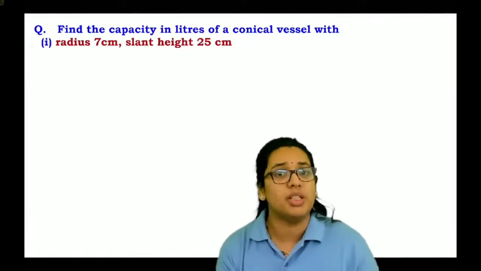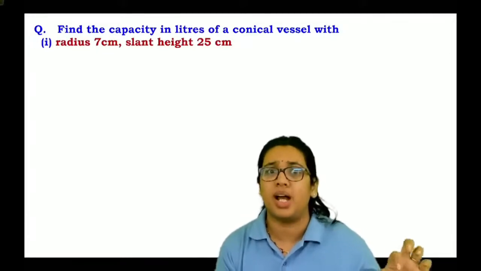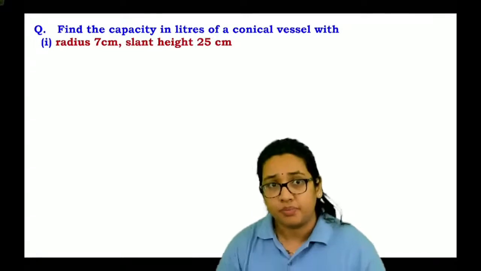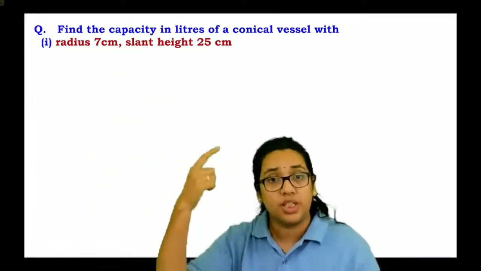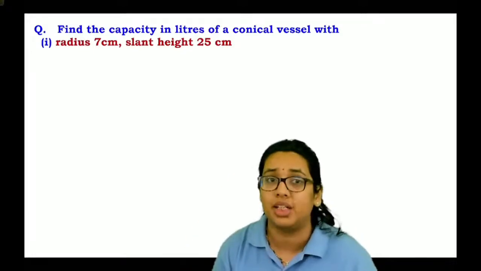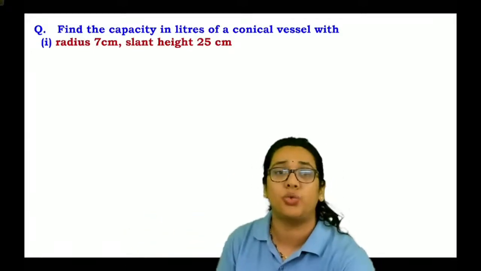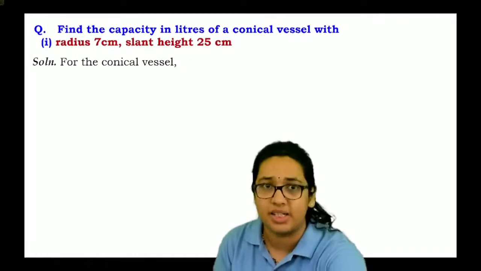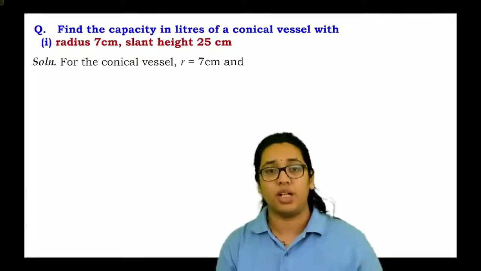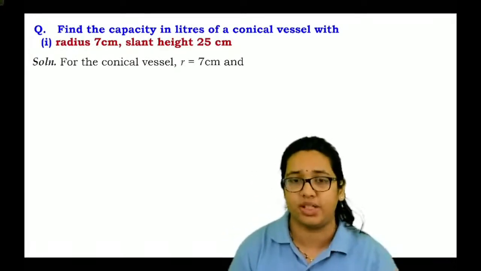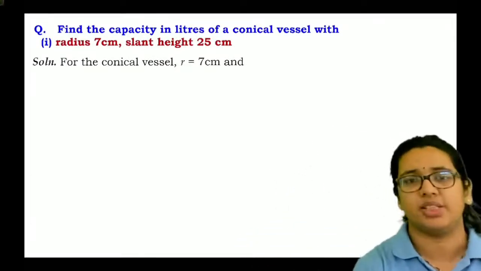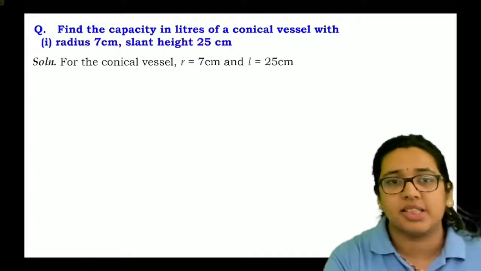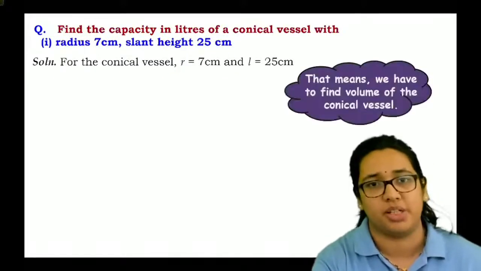So volume is nothing but 1/3 of pi r square h. You have the value of r, but instead of giving you h, the perpendicular height, you have been given the value of l, which is nothing but the slant height. So first thing we have to do is find out the value of h, correct? So for the conical vessel, r is given as 7 centimeter and l is nothing but 25 centimeter.